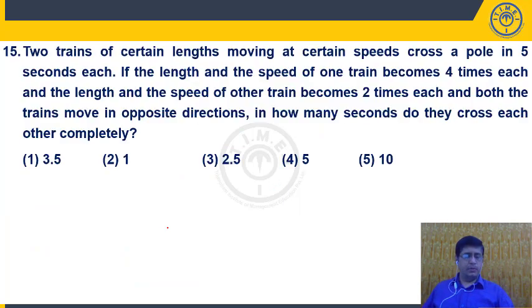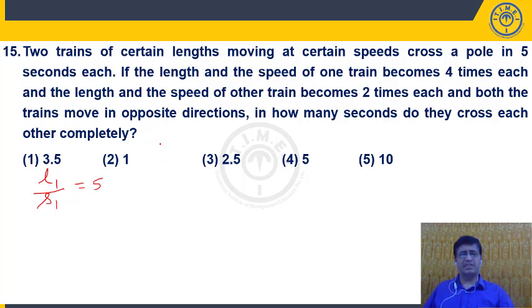Now look at this example. Two trains of certain lengths moving at a certain speed cross a pole in 5 seconds each. If the length and the speed of one train become 4 times each, and the length and the speed of the other train become 2 times each, and both trains move in opposite directions, how many seconds do they cross each other? I am taking the first train's length as L1 and the speed as S1. So what is the time? Time is equal to 5 seconds.